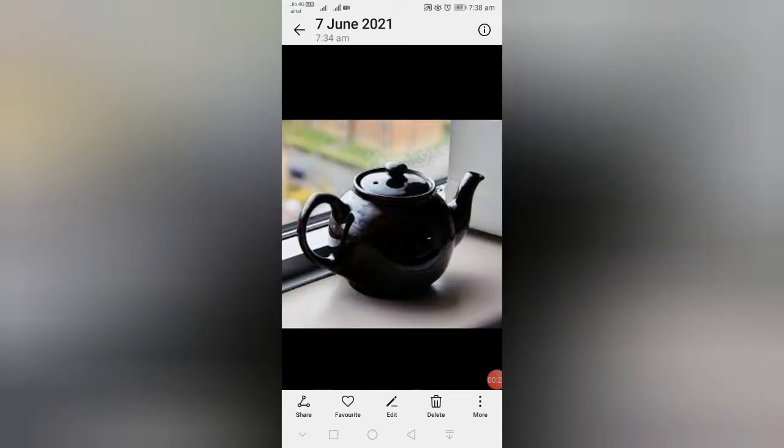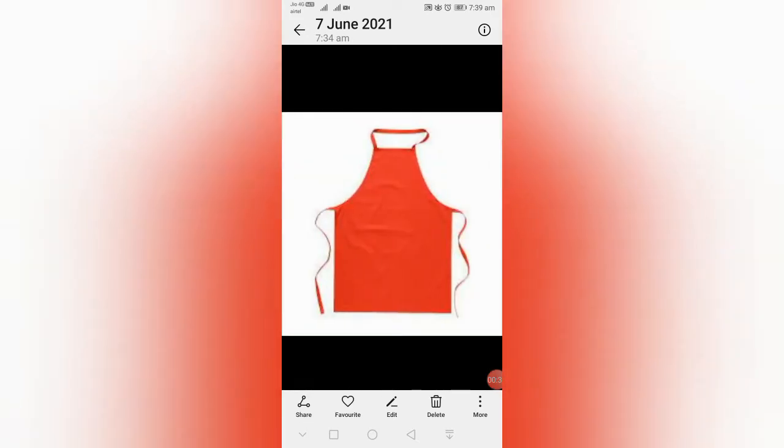Next picture is of kettle. This is a kettle. So this is used to pour tea into the cups. This you might have seen. This is an apron which is used to tie up while working in the kitchen. जब हम किचन में काम करते हैं तो हम इस एप्रन को बांध लेते हैं ताकि हमारे कपड़े ना गंदे हों.